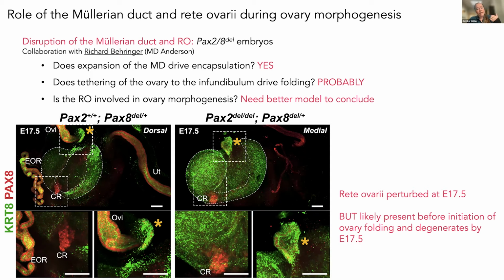But I've now started looking at earlier stages with these alleles and found that before the ovary folds, the radi does not seem as disrupted as it does here. And so what's likely happening in these animals is that the radi initially develops but degenerates by E17.5. And so if we really want to address a role for the radi in ovary folding, then we again need to develop better models where depletion of the radiovarii occurs before initiation of folding. And I'm also working on establishing those currently.